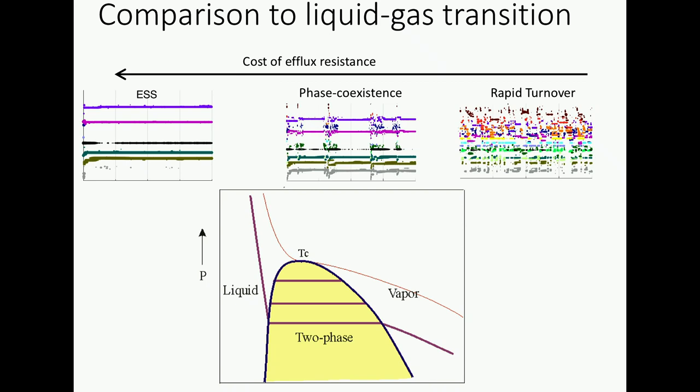Another parallel one can make is with phase coexistence in physics. So imagine you start with vapor and then you start compressing it down at constant temperature. It will eventually turn into liquid, right? But there is this entire finite size regime where both the liquid and the vapor will coexist with each other. And I think this is what we have here. We have a rapid phase. We have another eco-evo phase, yeah?